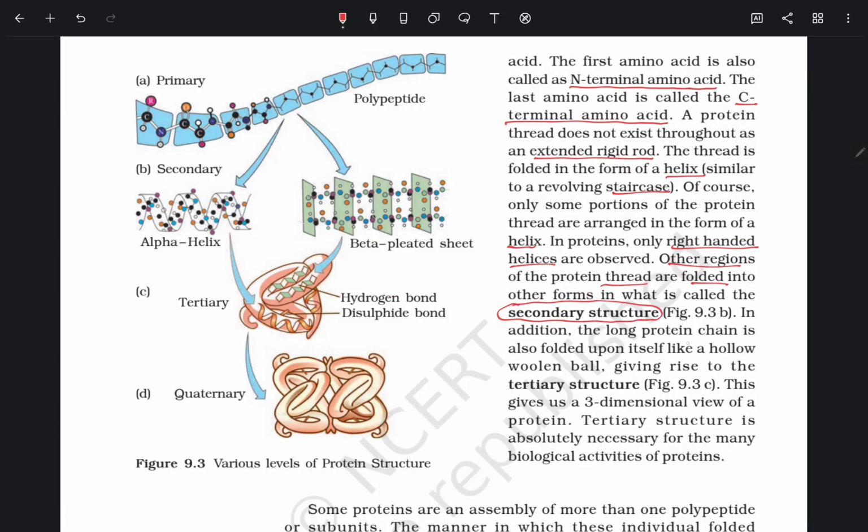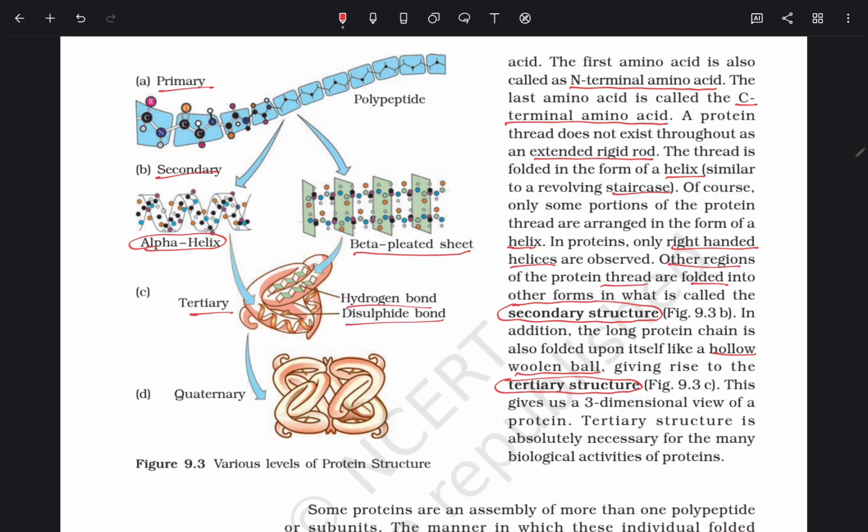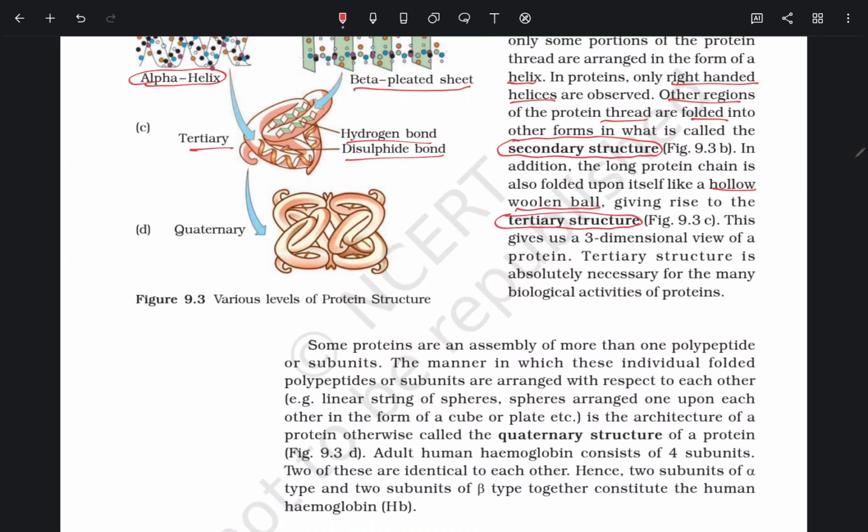In addition, the long protein chain is also folded upon itself like a hollow woolen ball, giving rise to a tertiary structure. So this is the primary structure, which is like a simple thread. In the secondary structure, which is helical, alpha helices and beta pleated sheets are formed, and the hydrogen bonds and disulfide bonds contribute to the tertiary structure. This gives us a three-dimensional view of a protein.